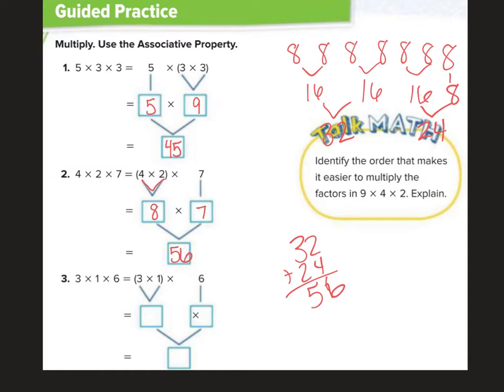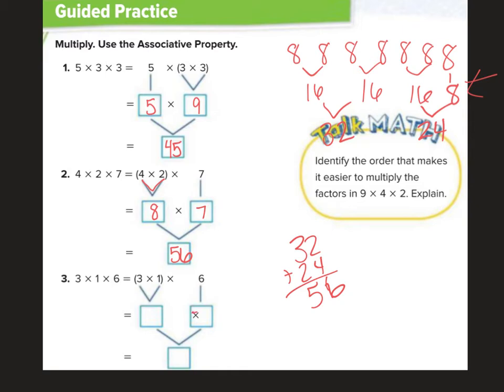56. Now, if you're somebody who says, Mrs. Hamer, I already know 8 times 7 is 56. Do you have to do all of this? No, you don't. But I just want you to have a strategy, too, if you get to a number you don't know how to multiply. We should always have strategies.